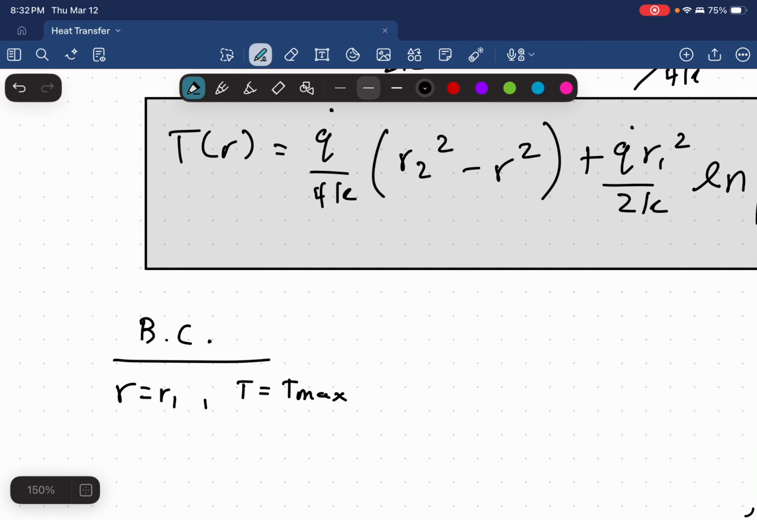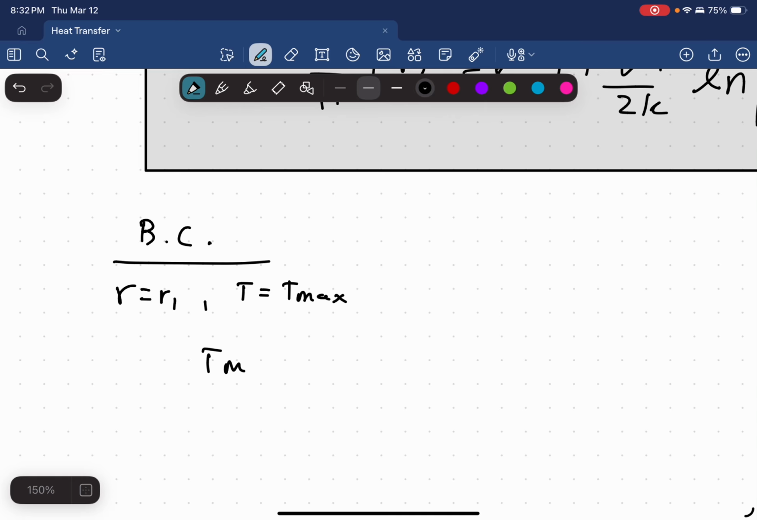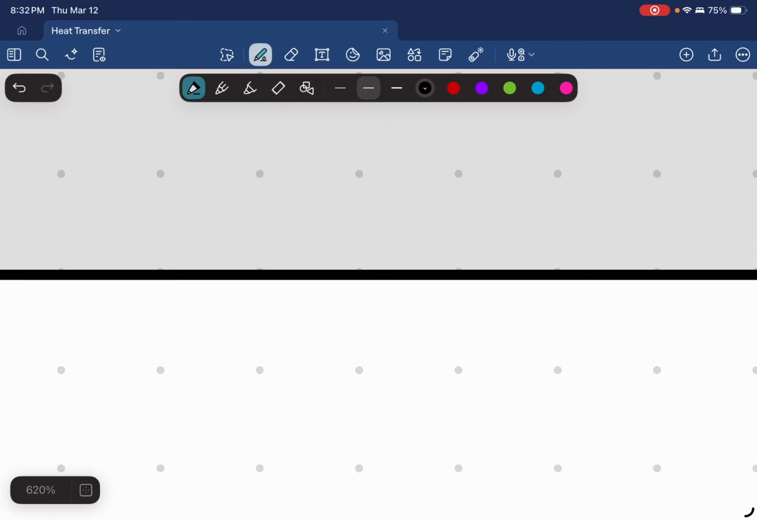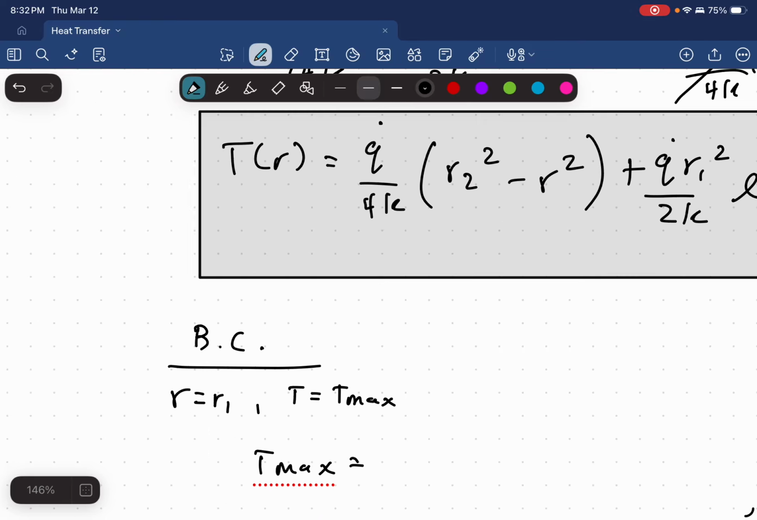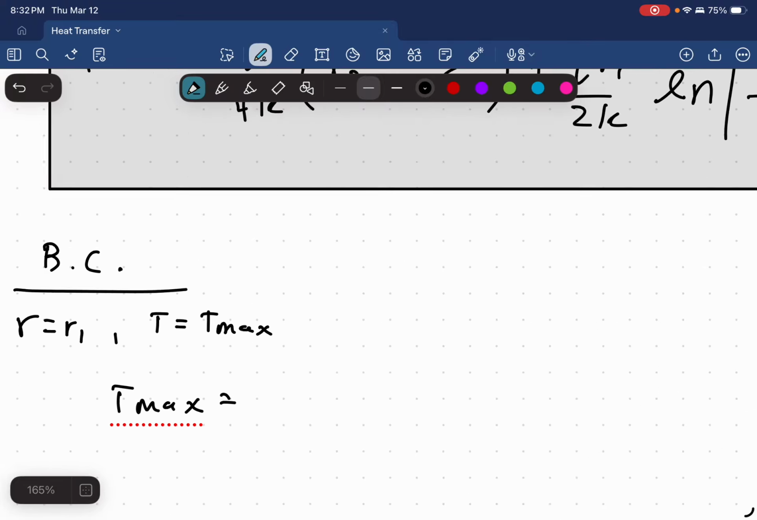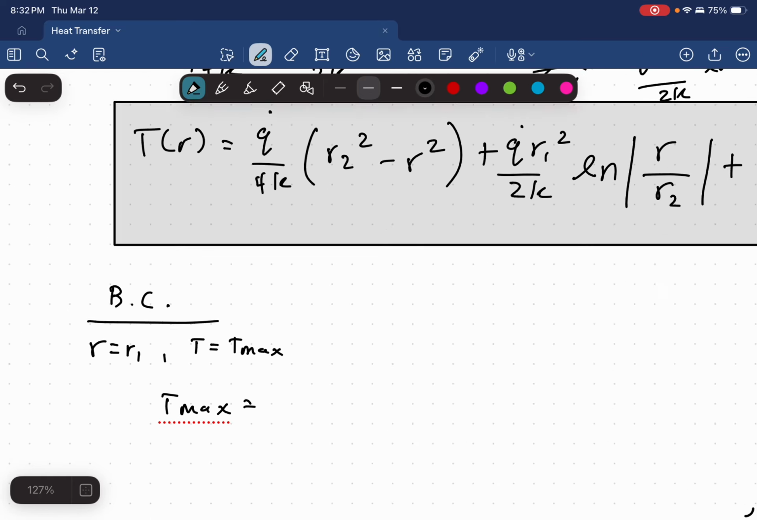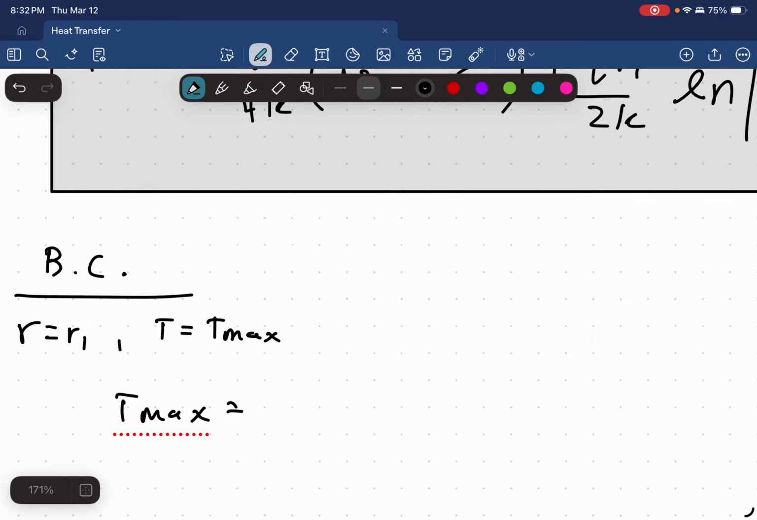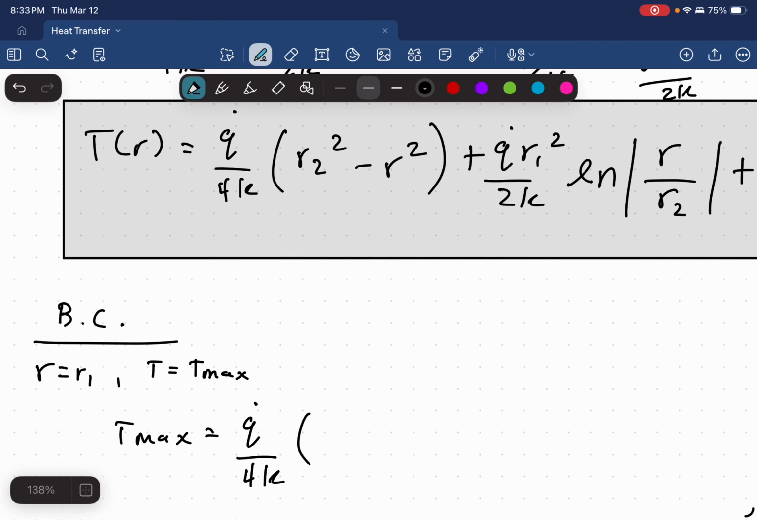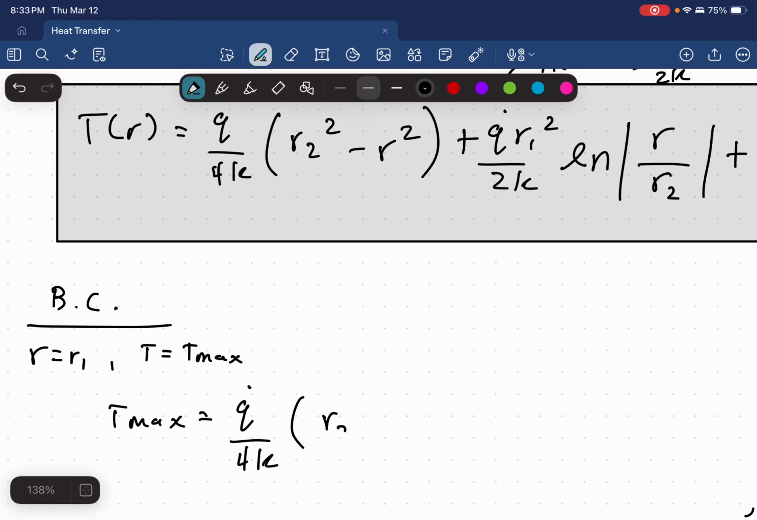So we're going to substitute in T max into here. So let's do that. So T max is equal to, and everywhere where you see just a regular R, we're going to substitute with R1. So let me just do that real quick and see if we get the same thing. You can try and do it yourself.